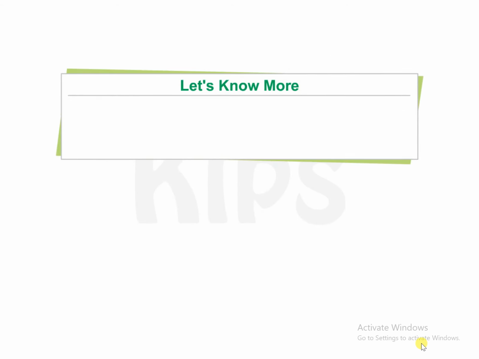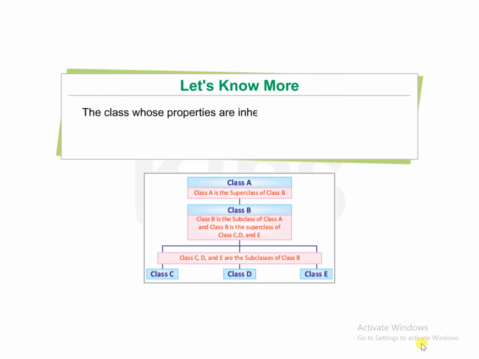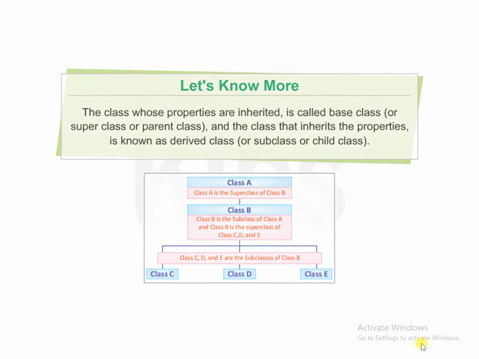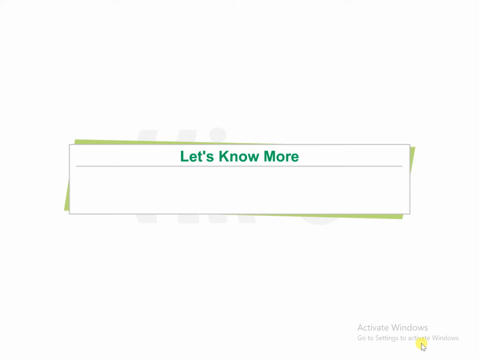Let us know more. The class whose properties are inherited is called base class or superclass or parent class. And the class that inherits the properties is known as derived class or subclass or child class. Inheritance is implemented through the keywords extends and implements.